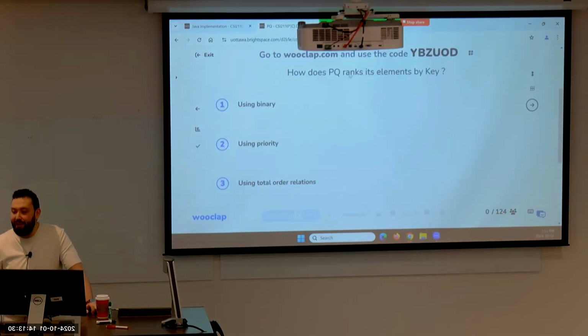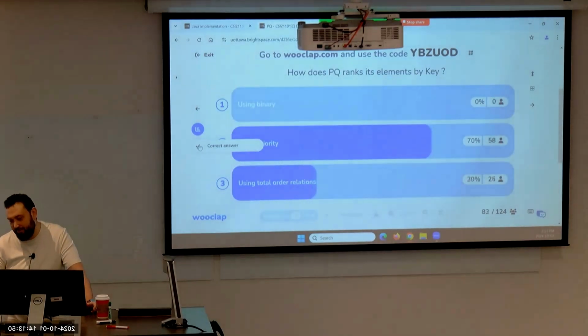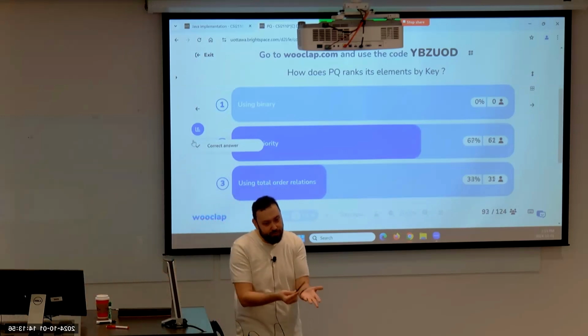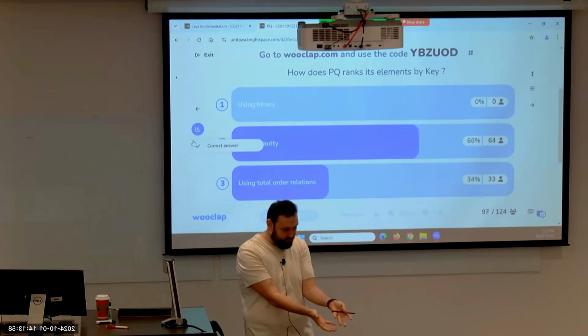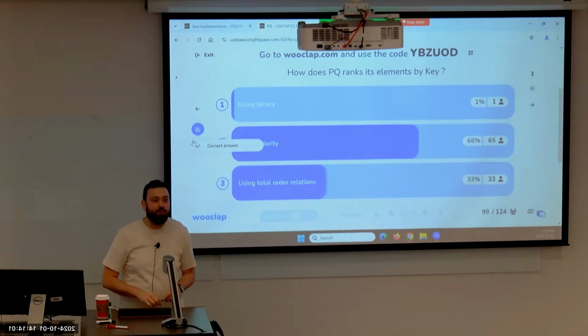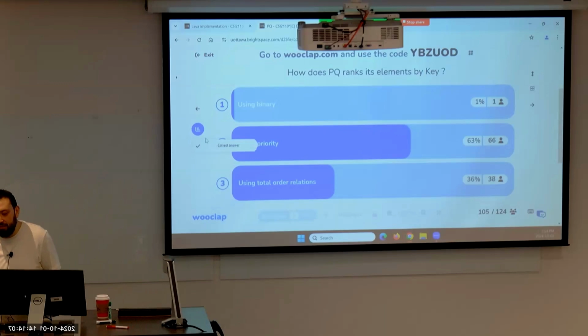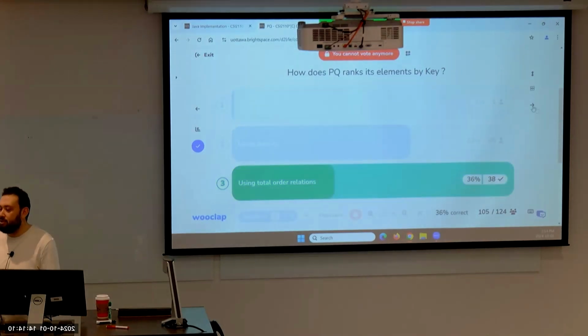Okay. How does the priority queue rank its elements by key? Based on what? How do we rank the elements, guys? Using binary, using priority, using total order relations. So I want to rank the priority, so don't tell me using priority. Guys, these are the priorities. You are the human, you know these are the priorities. We're talking about the machine. How would it understand the priority? How would it know that by A and B, which one is first? Based on the total order relation. Remember, sometimes you have to answer like a machine.